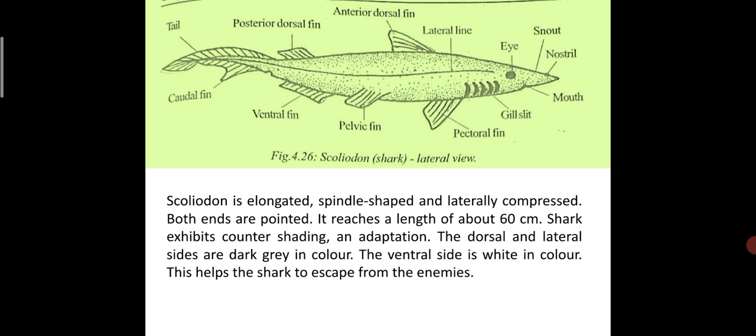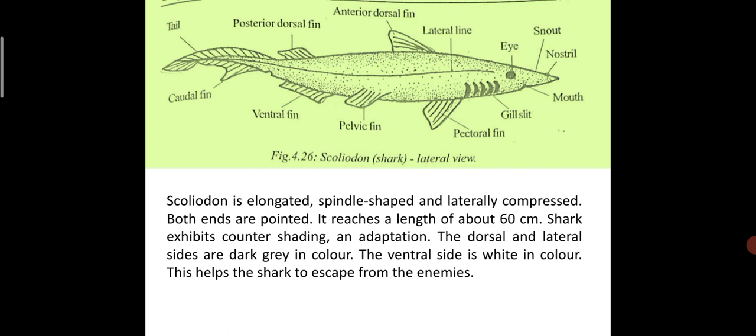So Scoliodon, by its external morphology, is very clear as shown in the figure. It's elongated, spindle shaped, and laterally compressed. The spindle shape makes them swim faster. Both ends, as you can see in the diagram, are pointed, and it has a length of about 60 centimeters.